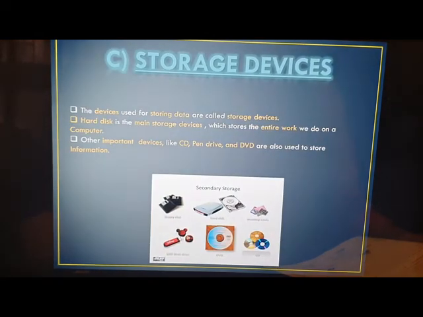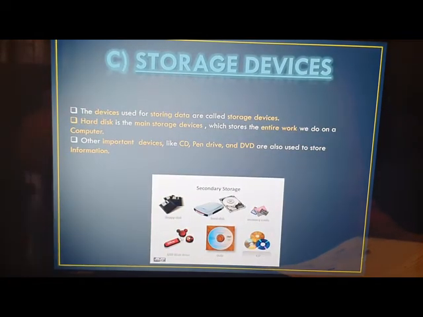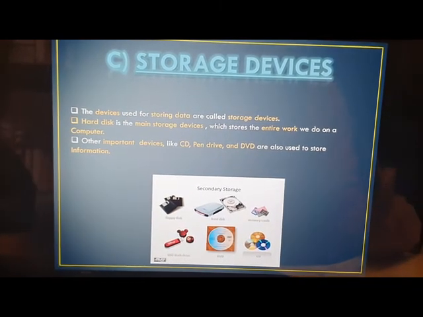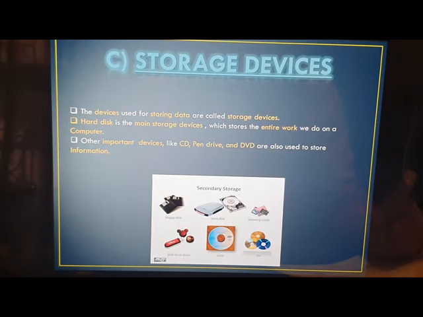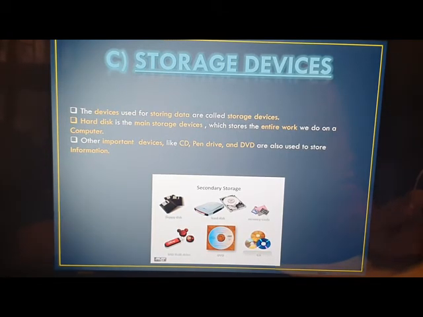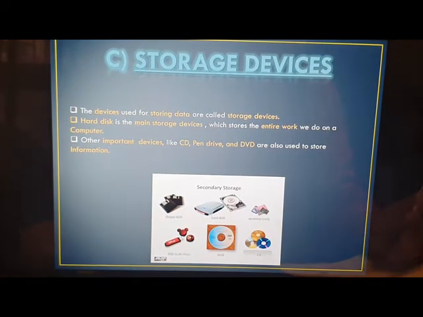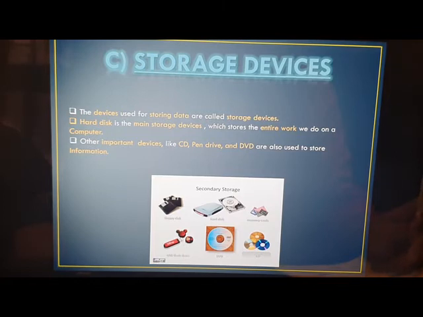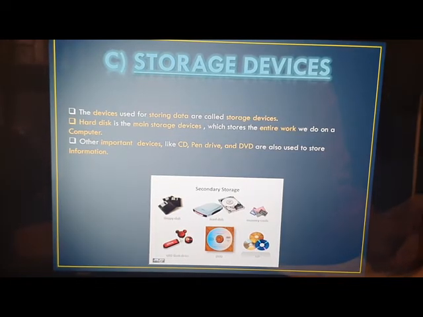Next is our storage devices. Storage devices are used to store data in the computer. We have two types of storage devices: internal storage and external storage. Internal storage consists of RAM and ROM. RAM is random access memory, ROM is read-only memory. Secondary storage is CD, pen drive, hard disk. All these are our secondary devices.